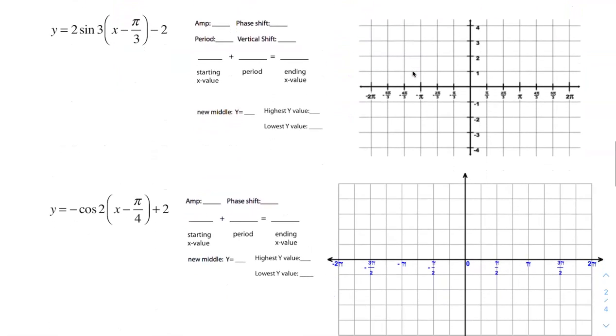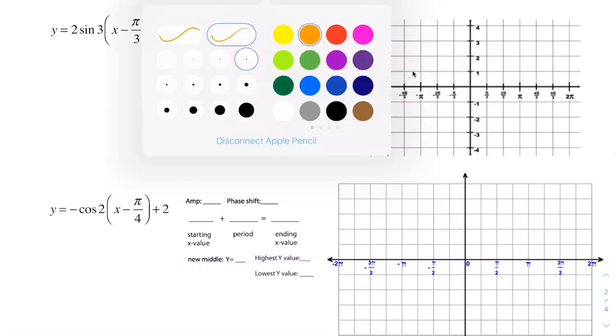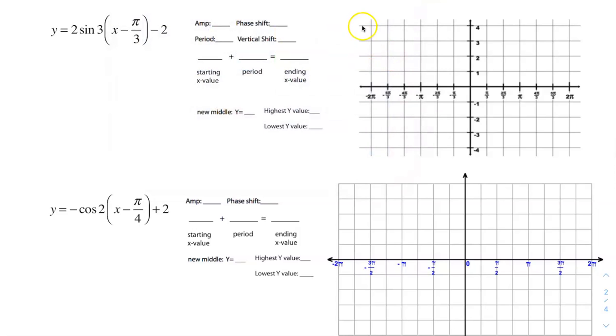Now we're going to put it together. Move it up, down, left, and right. So let's do this one. The amp is 2. The period is 2 pi over 3. So that's my B right there. Phase shift, we're moving plus pi over 3. And vertical shift, we're going negative 2.